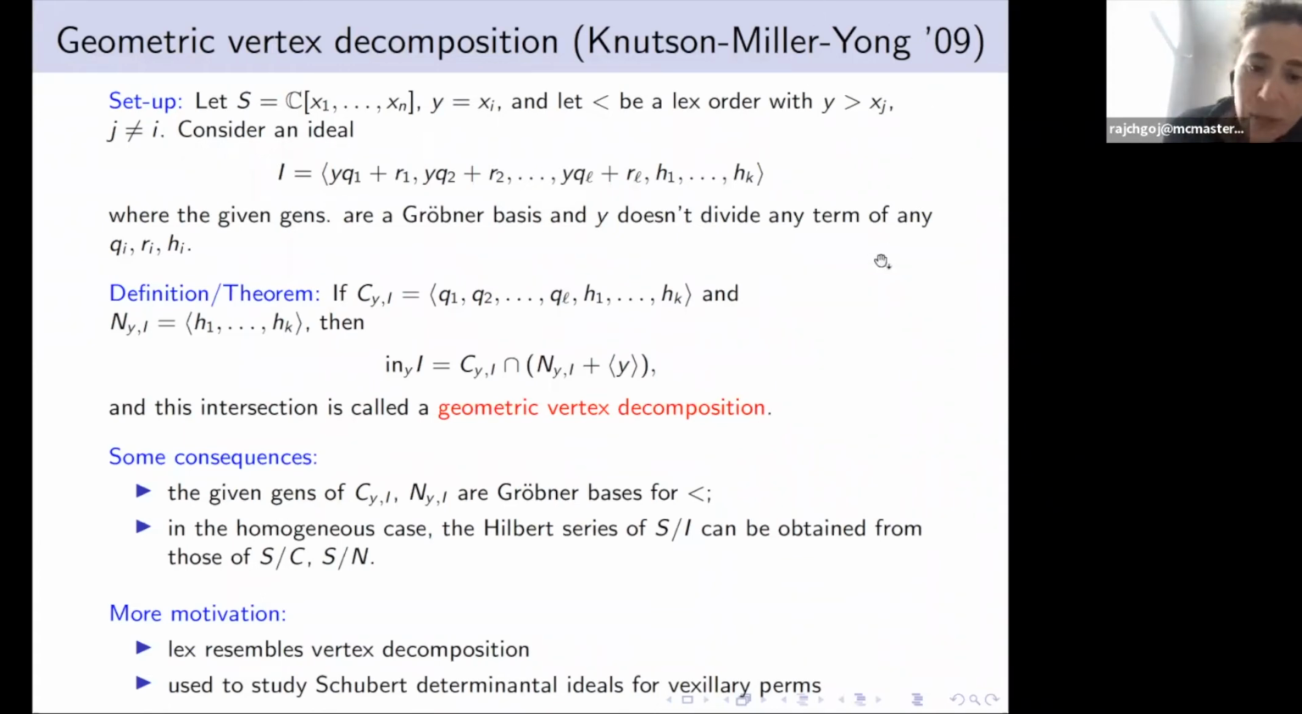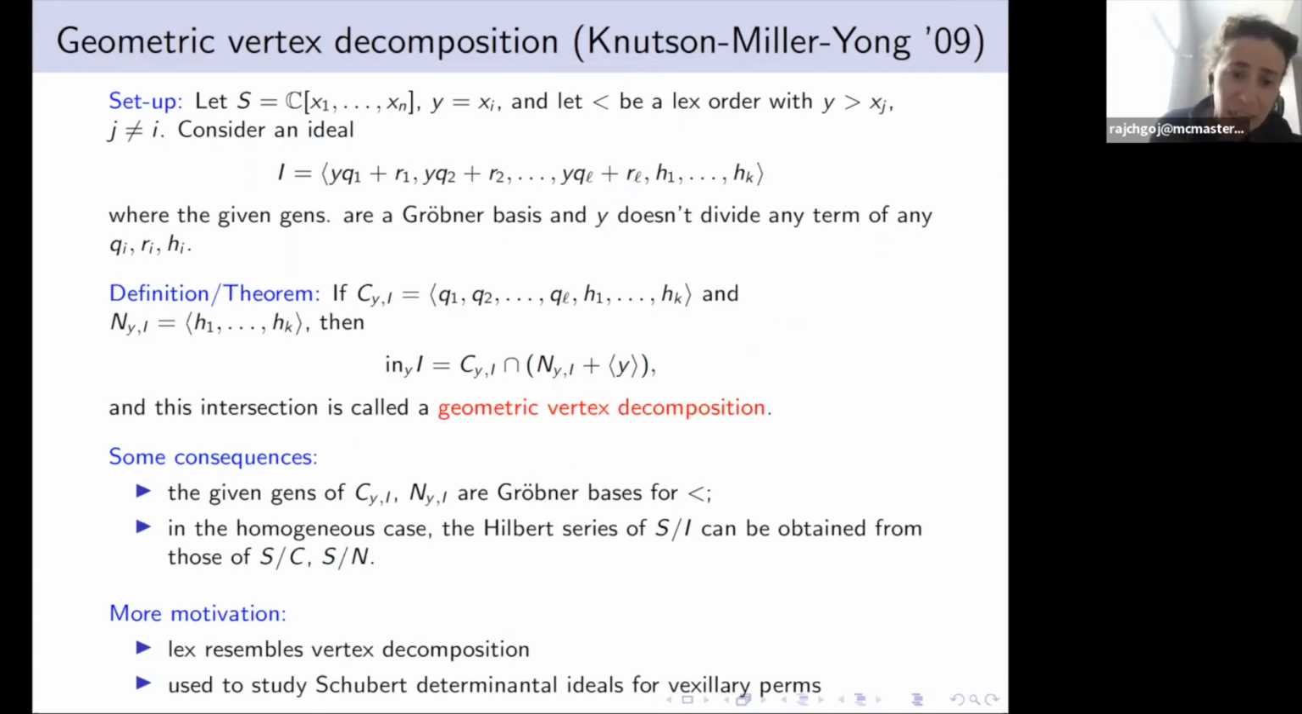And what's nice about geometric vertex decomposition, as Knutson-Miller-Yong showed, is that Gröbner bases sort of propagate. So if you have a Gröbner basis for I, you get one for C and N. And in the homogeneous case, you can get the Hilbert series of S mod I from the Hilbert series of S mod C and S mod N. And there are other nice properties as well, which I haven't written down.